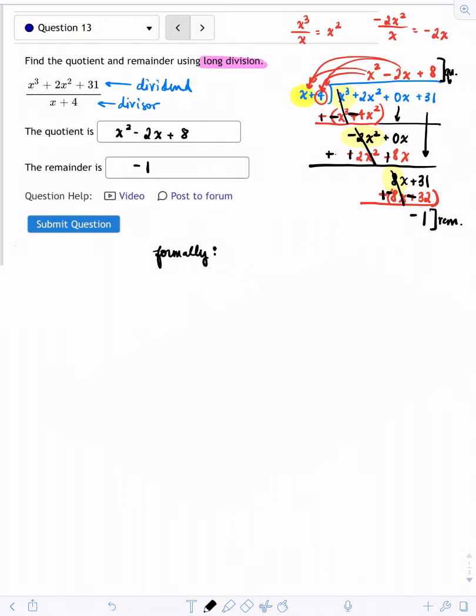If we wanted to write this more formally, we would put the quotient x squared minus 2x plus 8, and then the remainder, so minus 1 all over the divisor of x plus 4. So you just make sure that the remainder goes over the divisor. And in general, if you wanted to know, it really is just the quotient plus the remainder over the divisor. And if you don't have a remainder, then this whole extra part is just 0.